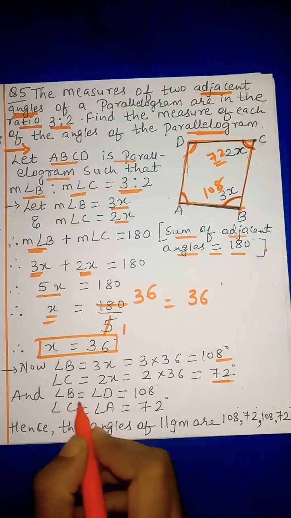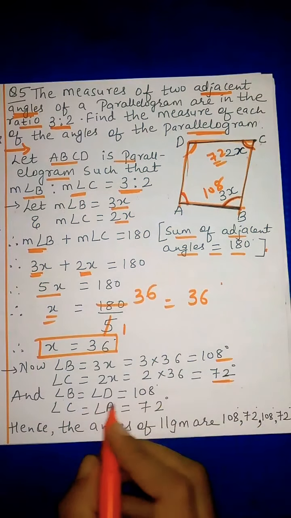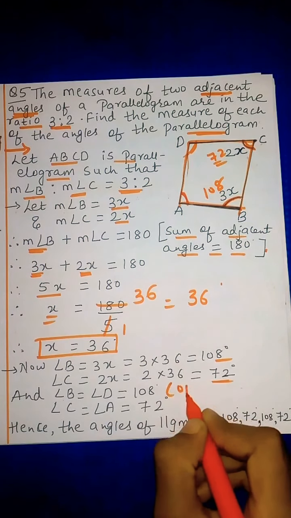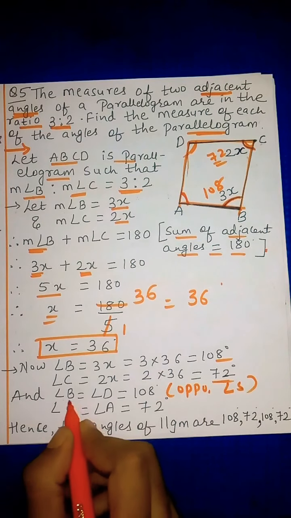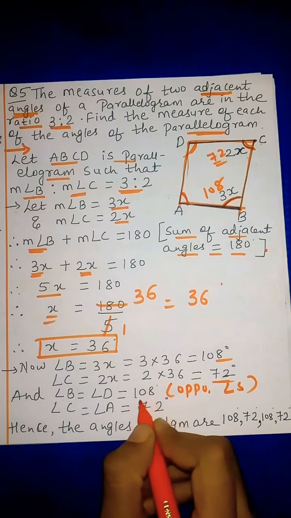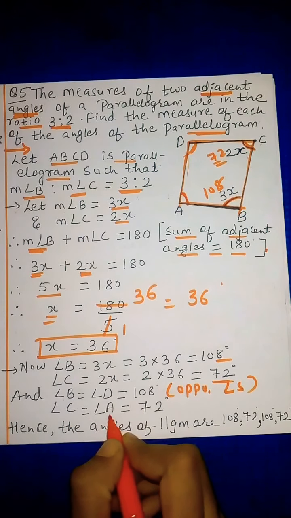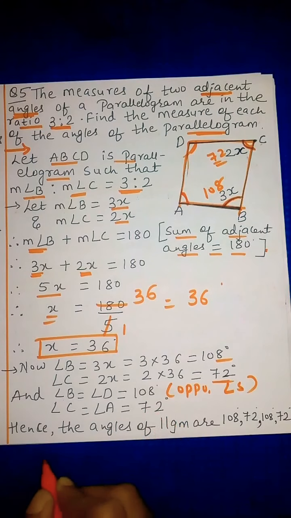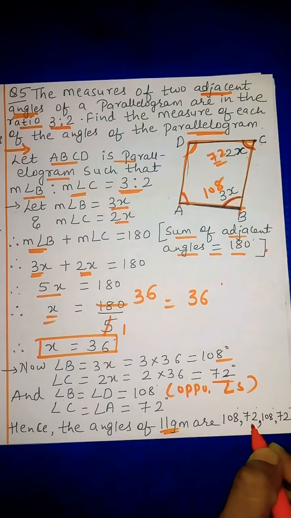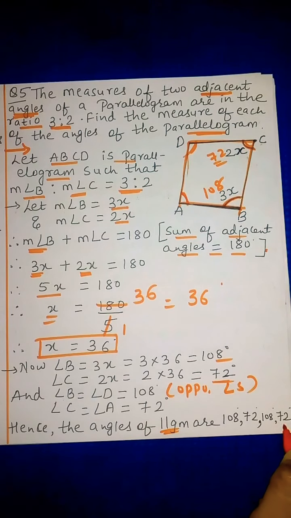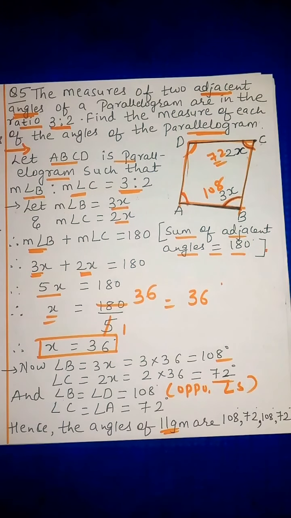So measure angle B equal to measure angle D. Why? Because opposite angles are equal. If you wish, you can write the reason here: they are opposite angles. So measure angle B equal to measure angle D, both will be 108 degree. Same way, measure angle C equal to measure angle A, so both will be equal to 72 degree. Hence the angles of the parallelogram are 108 degree, 72 degree, again 108 and 72 degree. These both are equal and these both are equal. So this was question number 5.